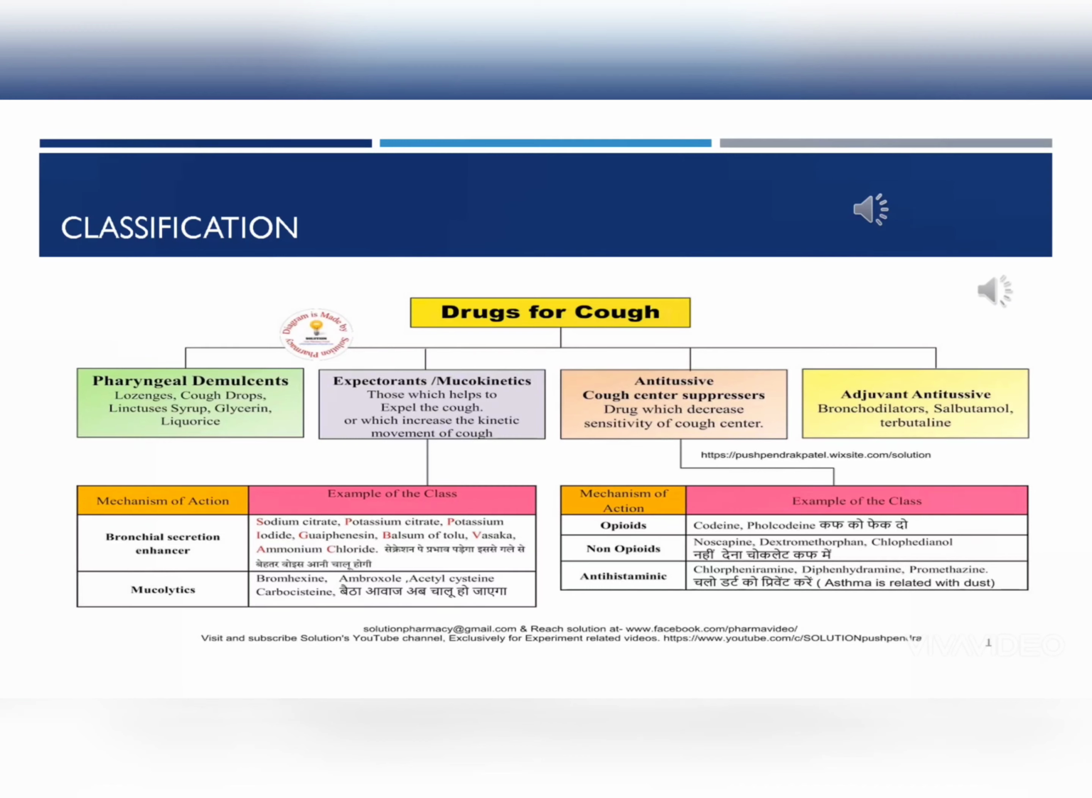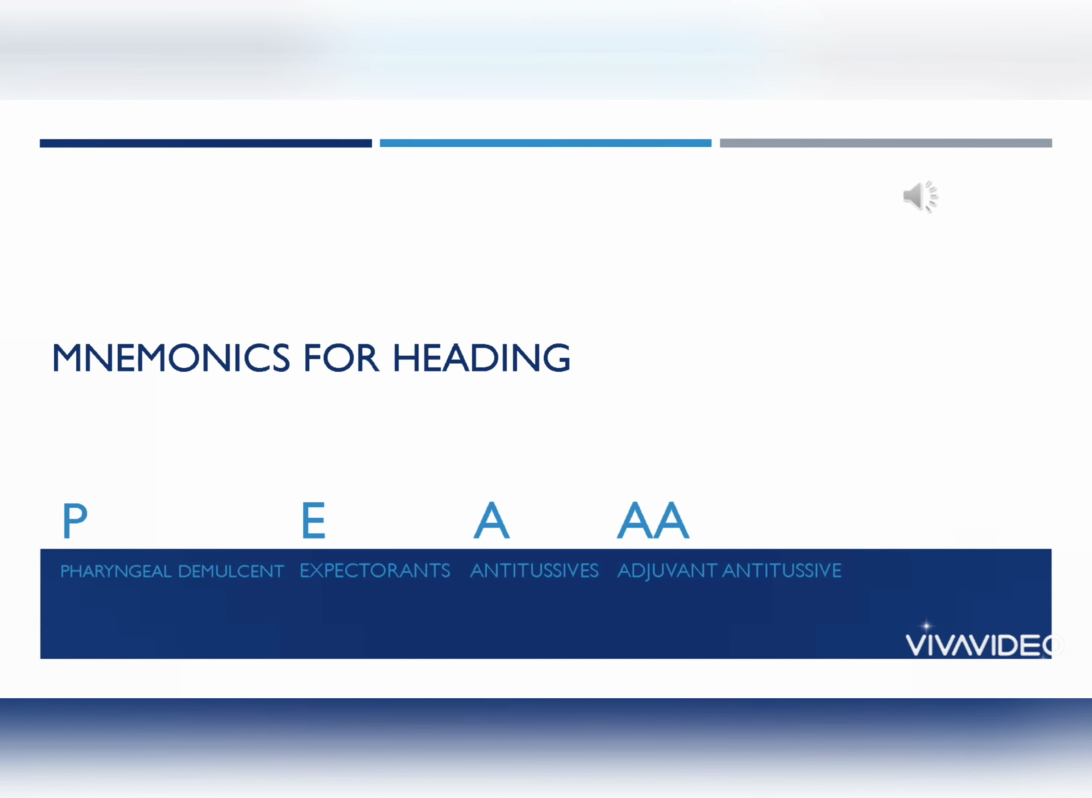PEAAA. P for pharyngeal demulcents, E for expectorants, A for antitussive, that is cough center suppressants, and double A for adjuvant antitussives. Before going further, I want you all to point out the mnemonic and write it down in your notebooks because this will really help you out in your learning.